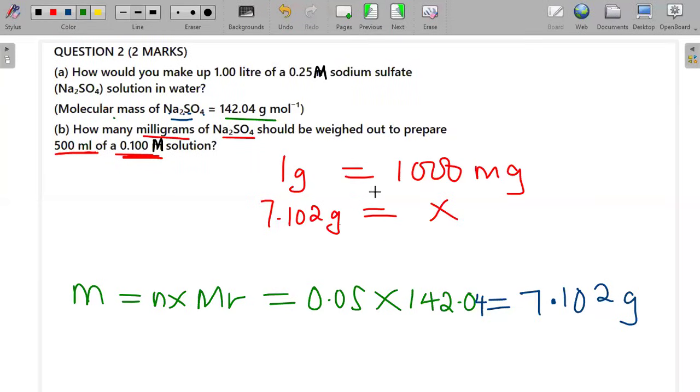Okay, so you cross multiply. So it means X will just be equal to this number multiplied by this, which is going to give me 7,102 milligrams. So this is the number of milligrams, okay? That should be weighed out to prepare 500 mils of 0.1 molar solution. All right, so any questions there?